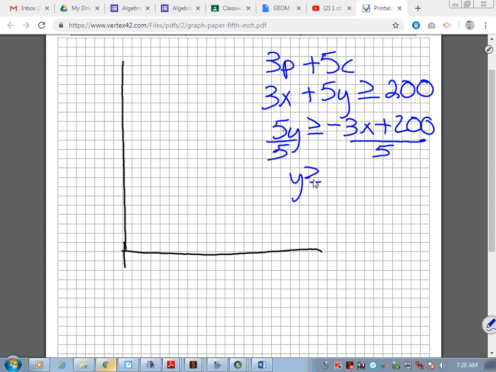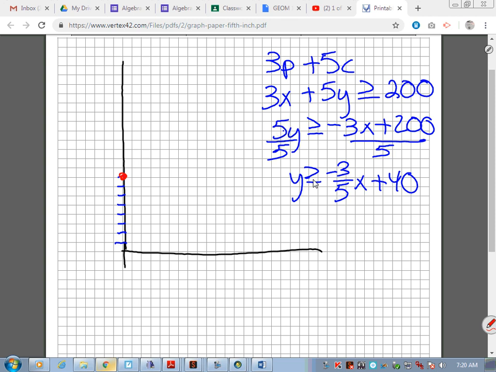So we get y is greater than or equal to negative 3/5 x, and 200 divided by 5 is 40. So we get a graph, or at least a line, that looks somewhat like this. Let's pick some things here. Let's go by 5: 5, 10, 15, 20, 25, 30, 35, 40. So we'd make a dot. Let's make it red. That's my y-intercept.